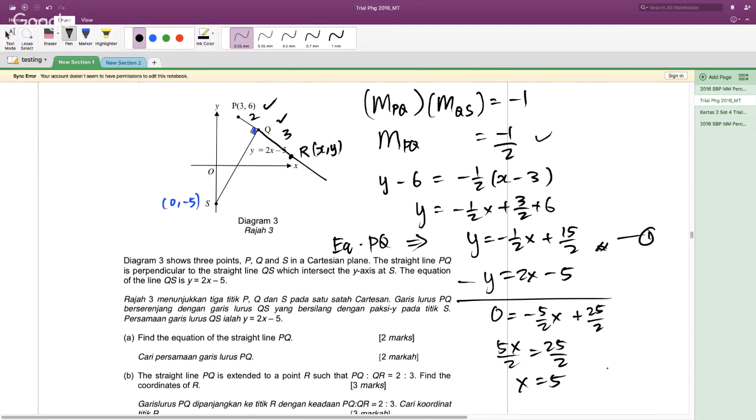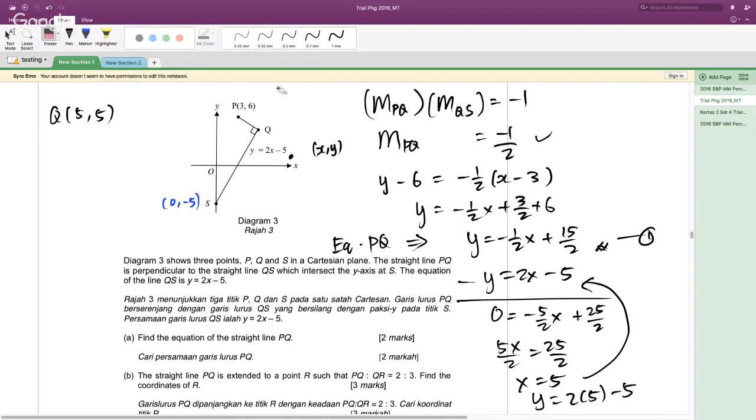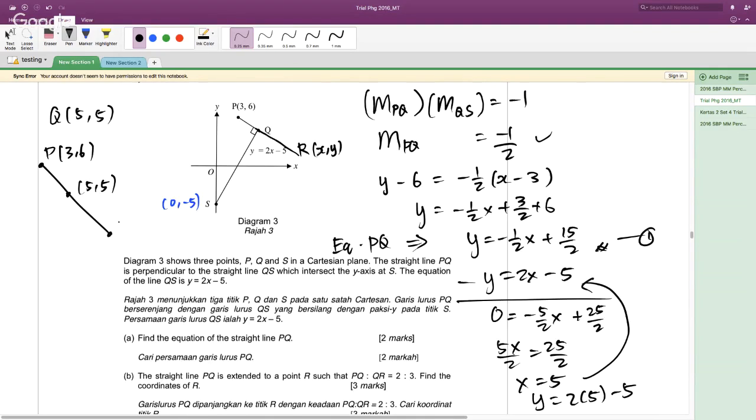Then I can just substitute back to find the y. So I substitute back into here: y equals 2 times 5 minus 5. y is also 5, because 10 minus 5 is 5. So I can get the coordinate Q easily from here, which is (5, 5). I hope I don't make any mistake here. Then I want to find the coordinate R. So you draw the straight line, because this one is very ugly. R is here. We have P with coordinate (3, 6), and Q with coordinate (5, 5). And then we don't have R. R should be (x, y).